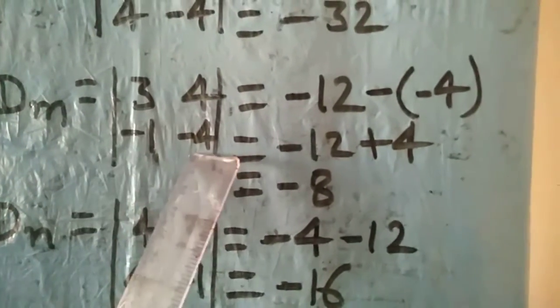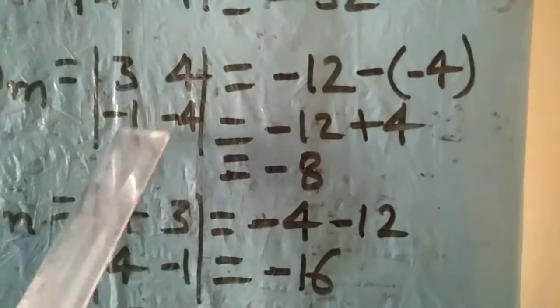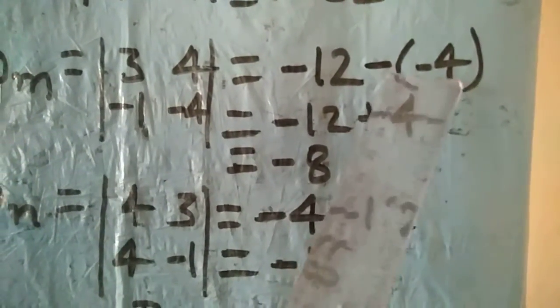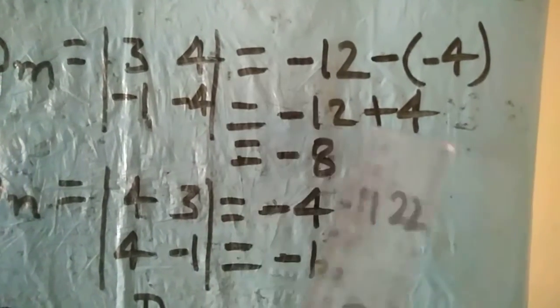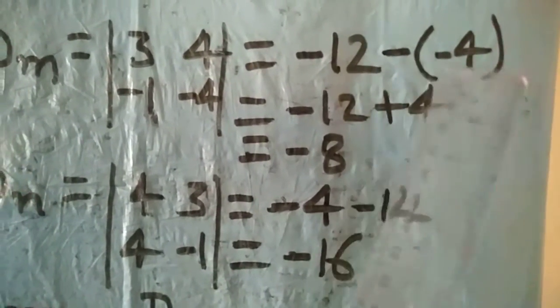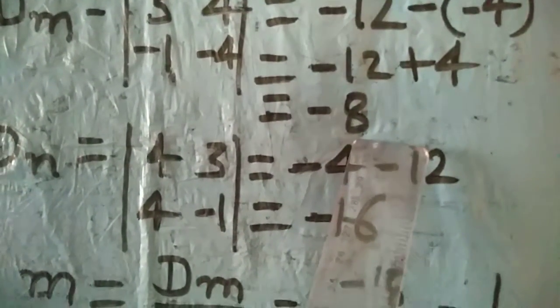Again solve this determinant. 3 multiplied by minus 4 is minus 12, minus 4 multiplied by minus 1. Now this 4 multiplied by minus 1 is minus 4. So minus 12 plus 4, minus of minus is plus, plus 4. Minus 12 plus 4 is minus 8.